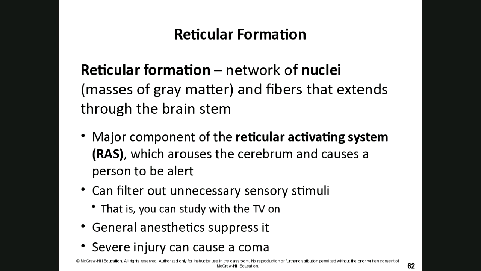So what your RAS can do is filter out unnecessary sensory information. That is, you can study with the TV on. You can study with music on. You could be deep in thought about a problem and someone could be talking to you. So it makes sure that your alertness and your focus is put in a certain area. A severe injury to your reticular formation can cause a coma. General anesthetics can actually suppress it from doing what it needs to do.